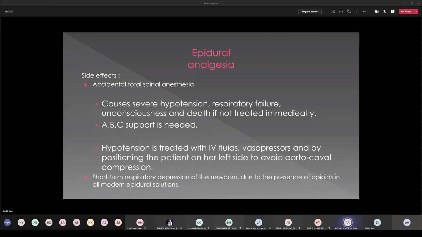Short-term respiratory depression of the newborn due to presence of opioids in all modern epidural solutions. So as we said, if there is respiratory distress in the newborn due to opioids, we use naloxone, which is an antidote for opioids.